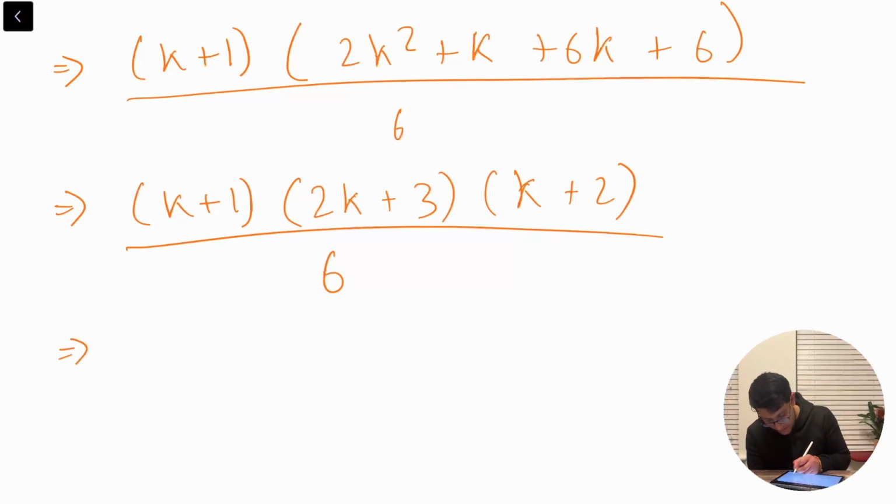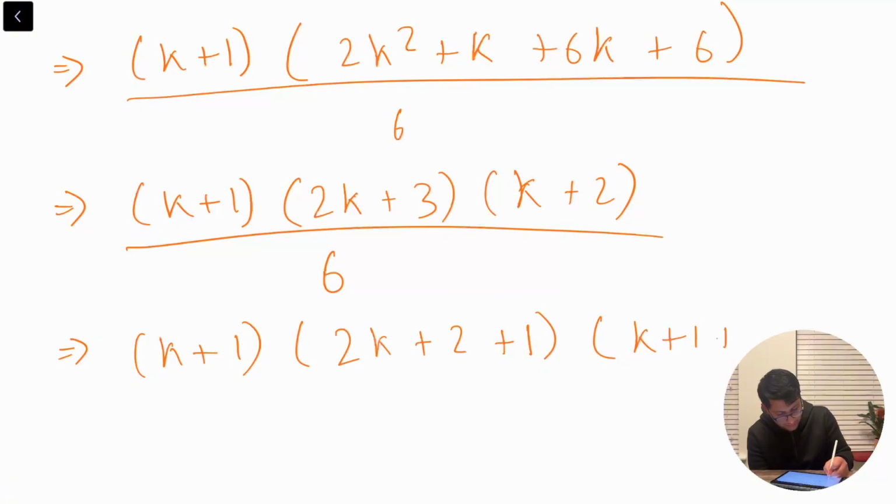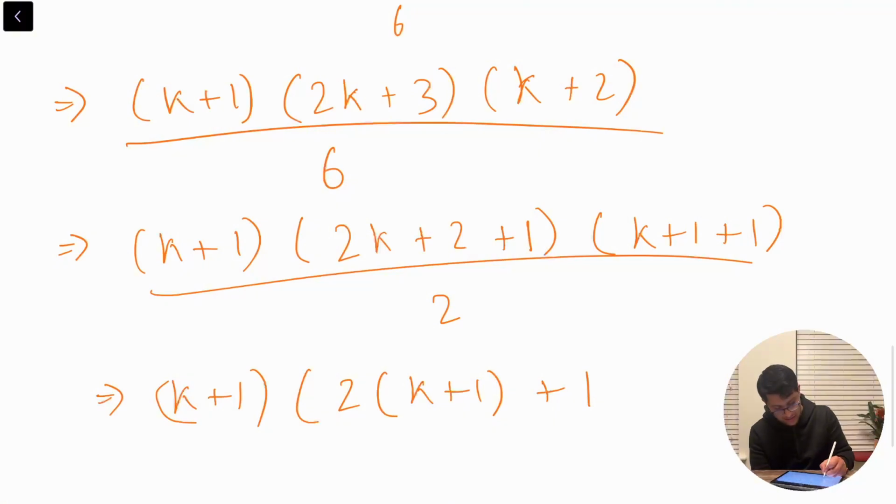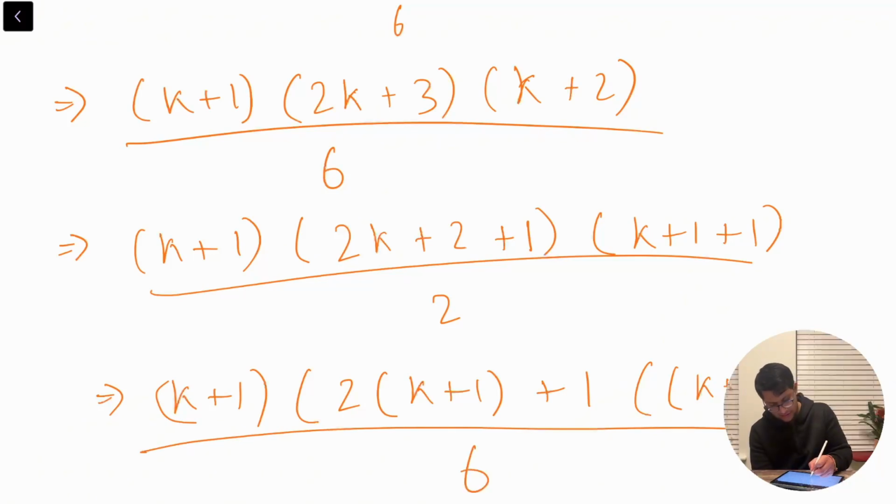I know exactly what I need to do. So the numerator is just k plus 1 and then 2 times, right? This is nothing but 2k. Okay, let me do this step by step. 2k plus 2 plus 1, right? And this is nothing but k plus 1 plus 1, right? All over 6. So if you notice now, this looks something like k plus 1 and then 2k plus 1 plus 1 and then k plus 1 plus 1 over 6. I don't know why I did over 2 there.